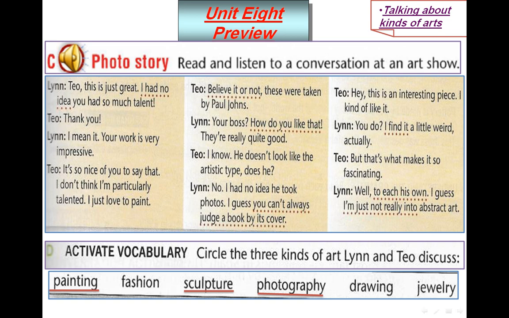I just want to explain the meanings of some expressions that are underlined in the photo story. Like here, "Teo, this is just great. I had no idea you had so much talent." Okay, I had no idea means what, guys? When I say I had no idea, it means I didn't know. لم أعرف. So, I had no idea you had so much talent.